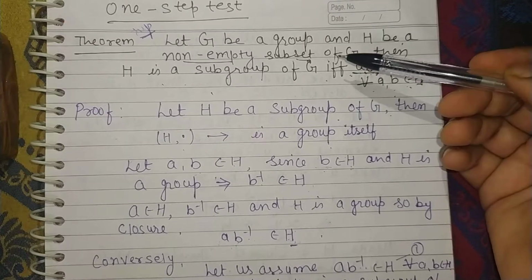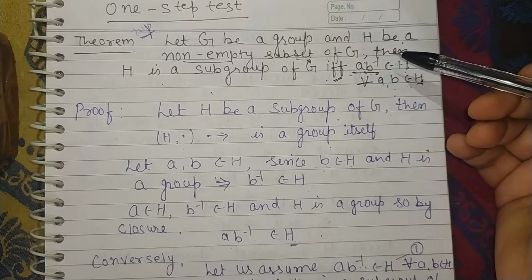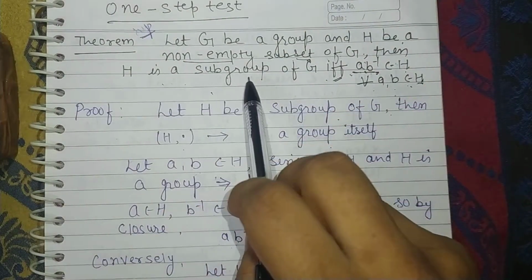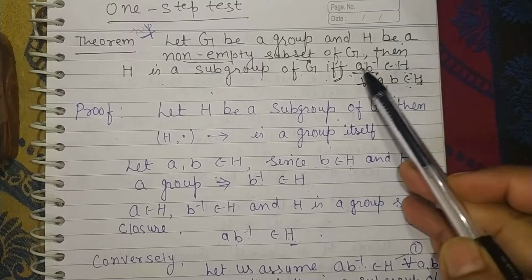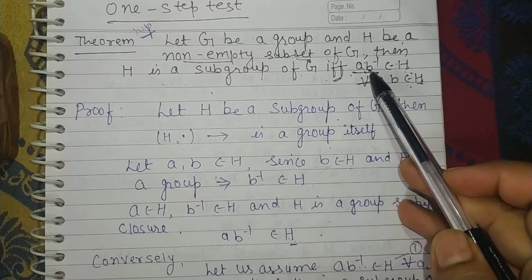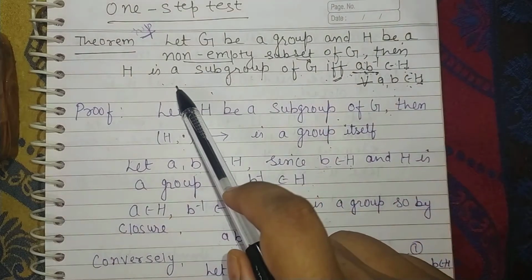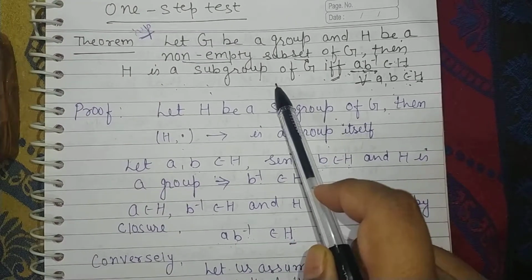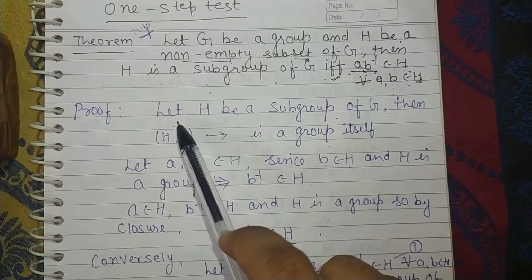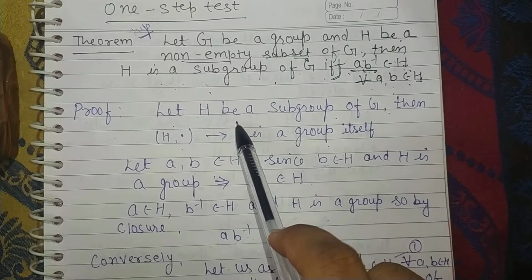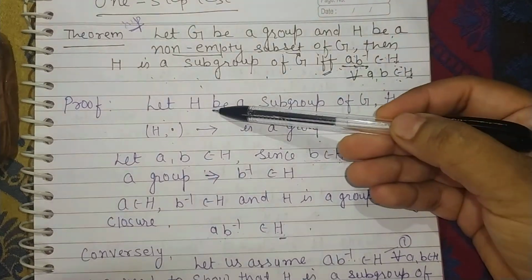Here we have two conditions because this is an if and only if condition. It means if H is a subgroup of G, then AB inverse belongs to H. Then the second condition: if AB inverse belongs to H, then we have to show H is a subgroup of G. So in the first part we consider that H is a subgroup of G. If H is a subgroup of G, it means H itself is a group.